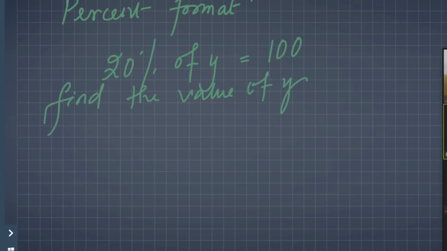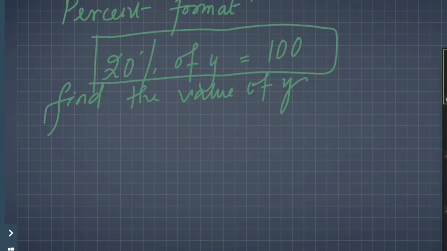How are you going to solve this? The most important thing while solving a linear equation word problem is that you have to write it in equation format. So if it has been given that 20% of y is equal to 100, how are you going to represent it in an equation format? 20% means 20 out of 100. Simple.